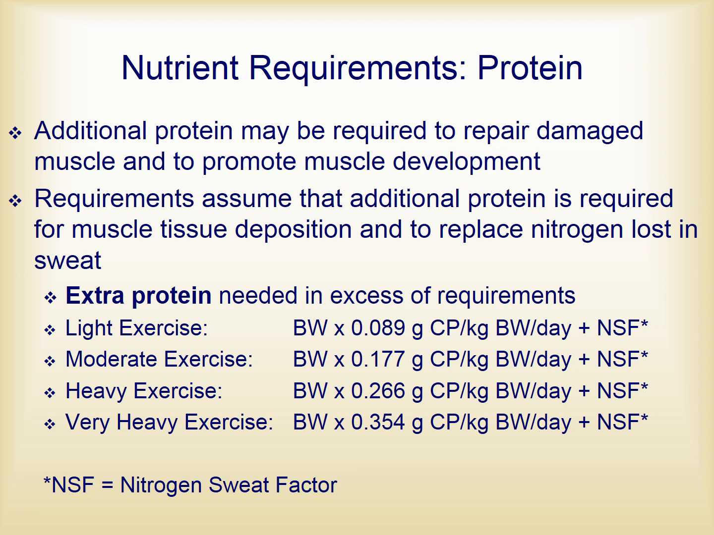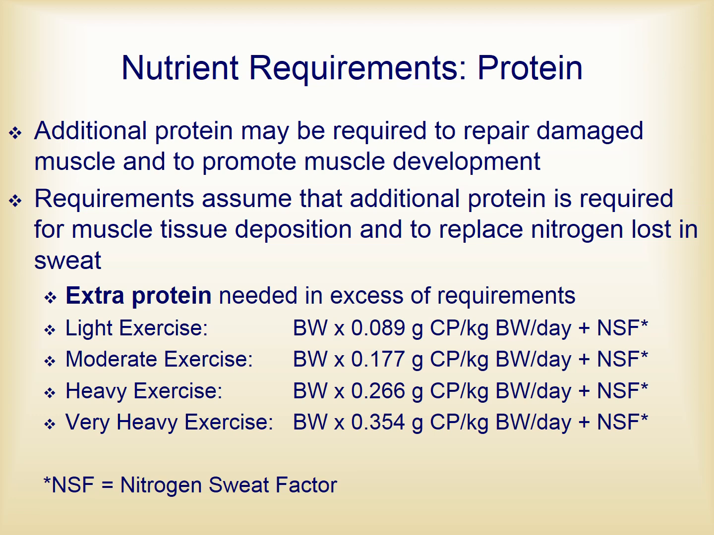Okay, and so we have our 4 different categories again: light exercise, moderate exercise, heavy and very heavy exercise. And we take our horse's body weight, and you have a different factor here for every different level of exercise. And let me just call your attention to the NSF value, which is nitrogen sweat factor. And this accounts for, or tries to account for, the amount of nitrogen that's going to be lost as the horse sweats. And the nitrogen sweat factor will increase as the horse's work increases. And that's a little bit difficult to estimate.